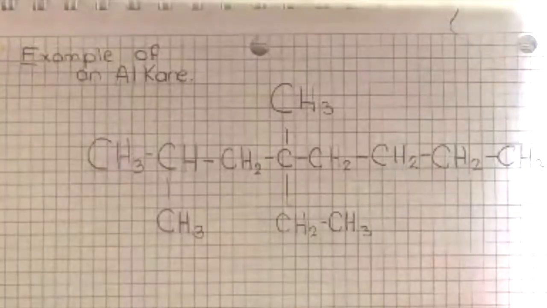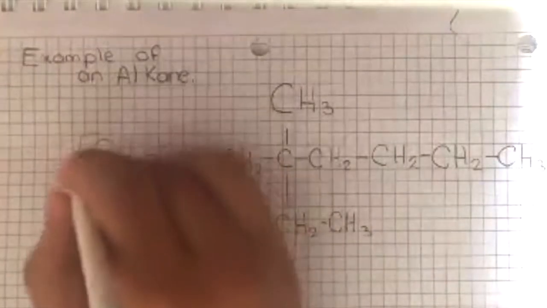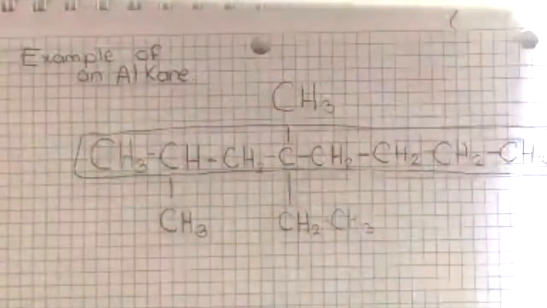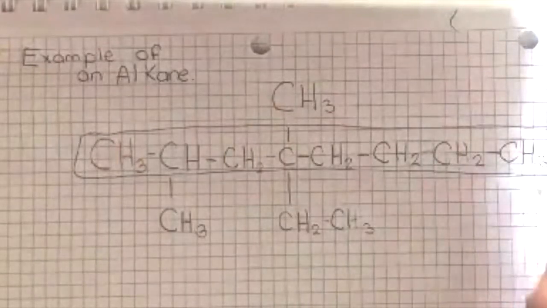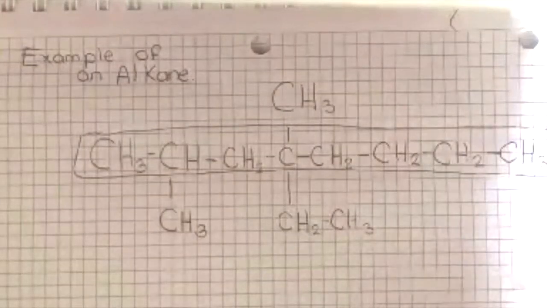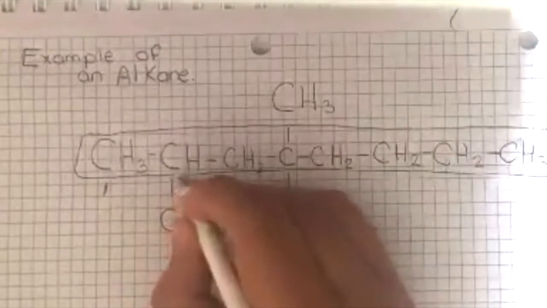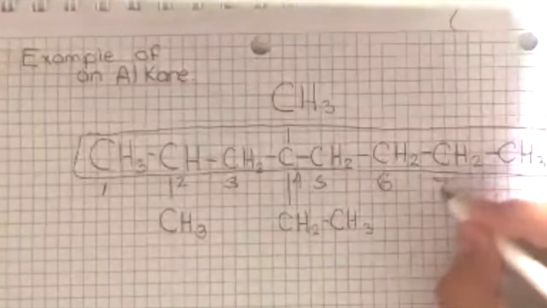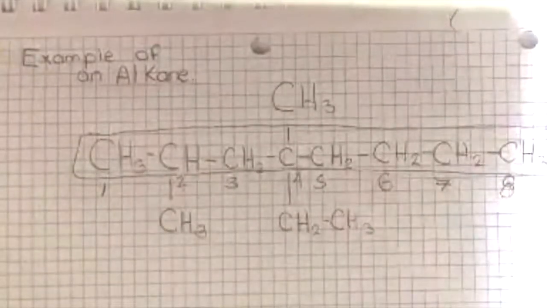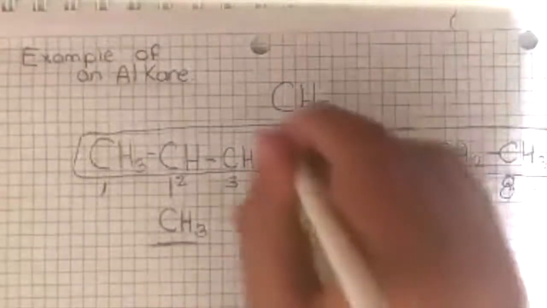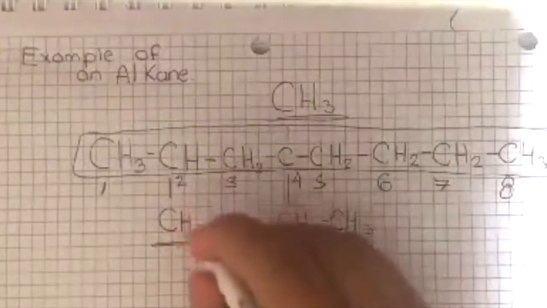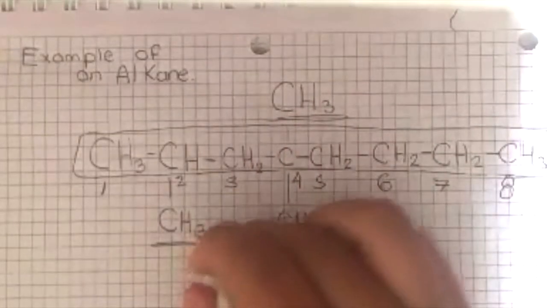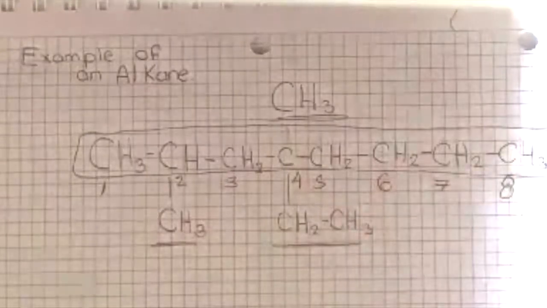We need to identify the parent chain. That is this one. This one is not our parent chain. Then we need to count the carbons to the lowest number: 1, 2, 3, 4, 5, 6, 7, and 8. Then we need to identify our substituents. There is a methyl and an ethyl: 2 methyl and 1 ethyl.